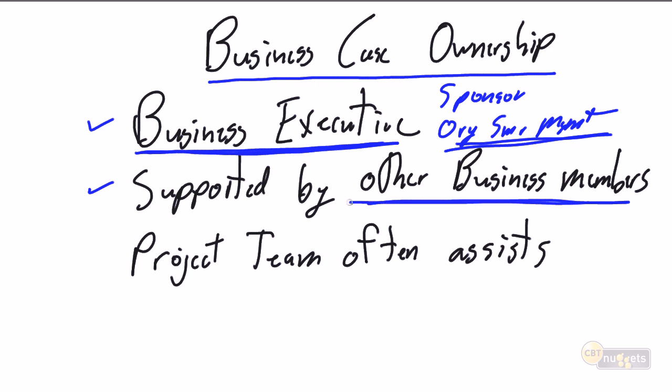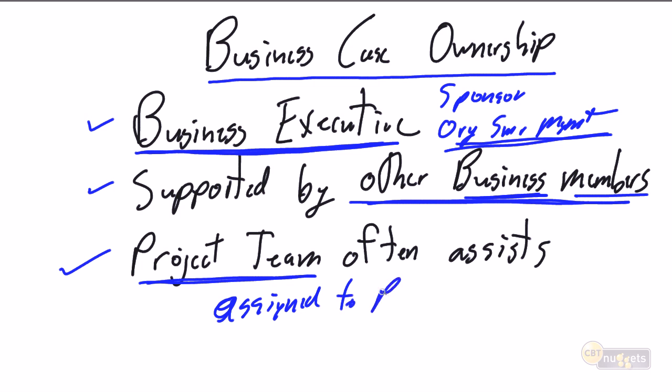but as just discussed, there may be a lot of support required for that business case from line management and from other members of their line of business or their business department. And the project team are the people that are assigned to the project, which means they're the people with the time to spend on the project.